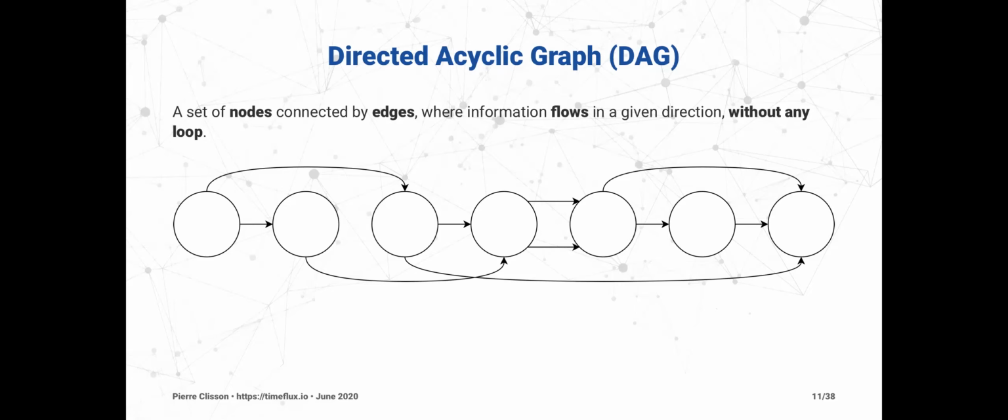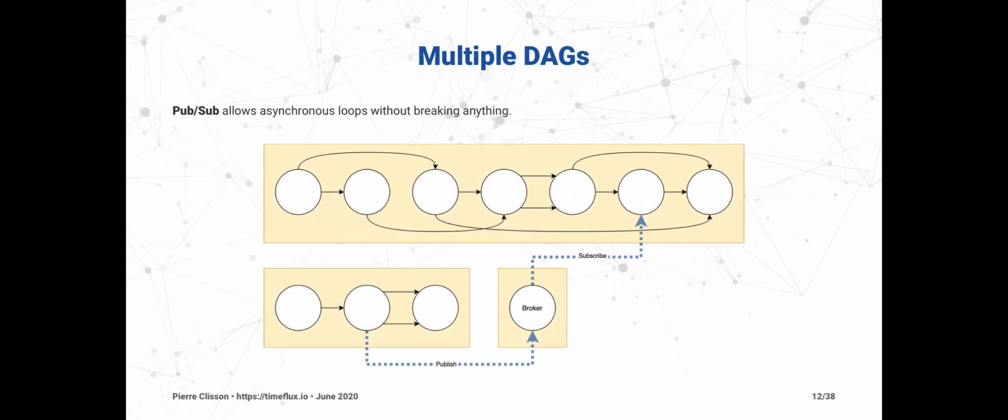When we talk about neurofeedback, there is the notion of feedback, that is, the notion of a loop. And we just said that a directed acyclic graph doesn't allow loops. So how can we create artificial loops in this kind of graph? We can do this by using an asynchronous way of communication. We use a messaging protocol called publish subscribe.